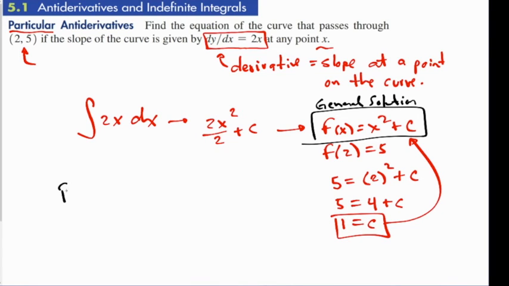But now the particular solution is f of x equals x squared plus 1.